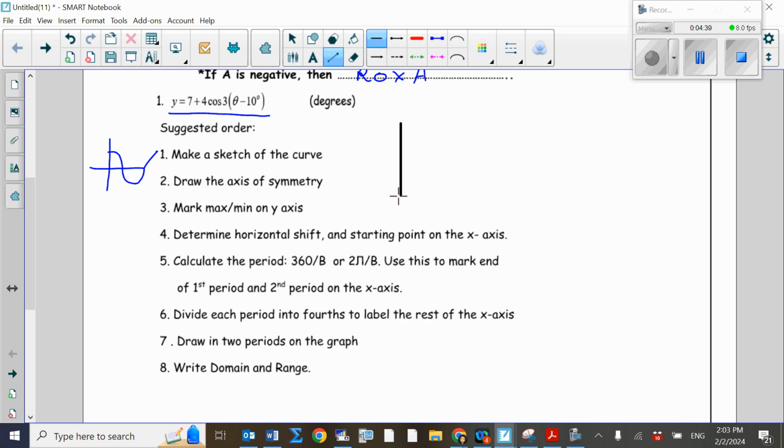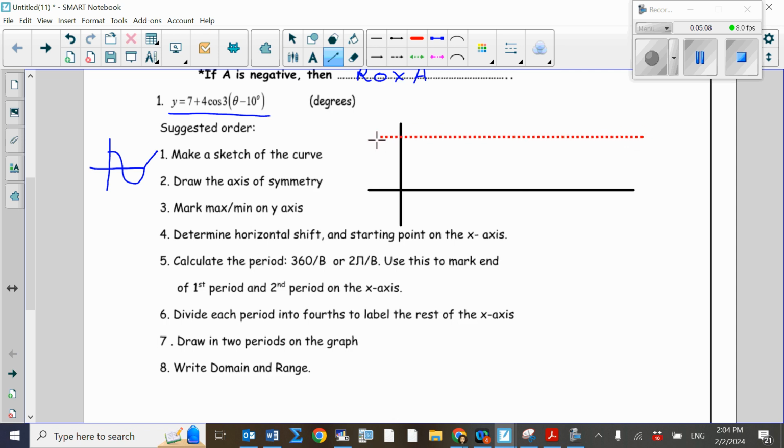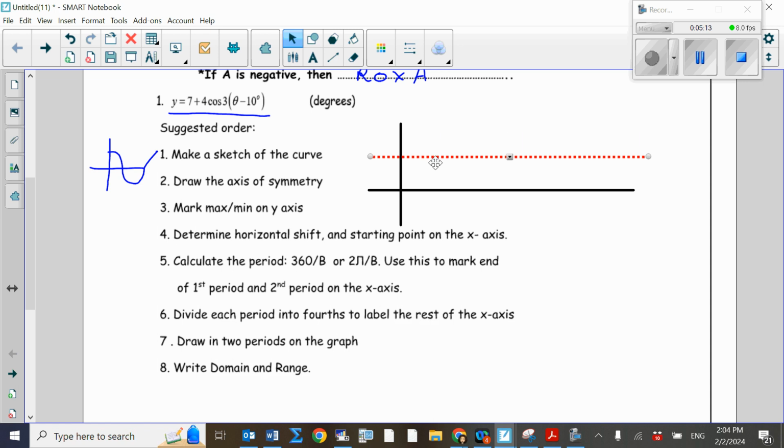First of all, I'm going to draw the coordinate plane. The axis of symmetry here is 7 because your function is moved up 7. That means the sinusoidal axis, which is the axis of symmetry of the function, is moved up 7. So I'm going to draw a dotted line here as the sinusoidal axis, which is at y equal to 7.